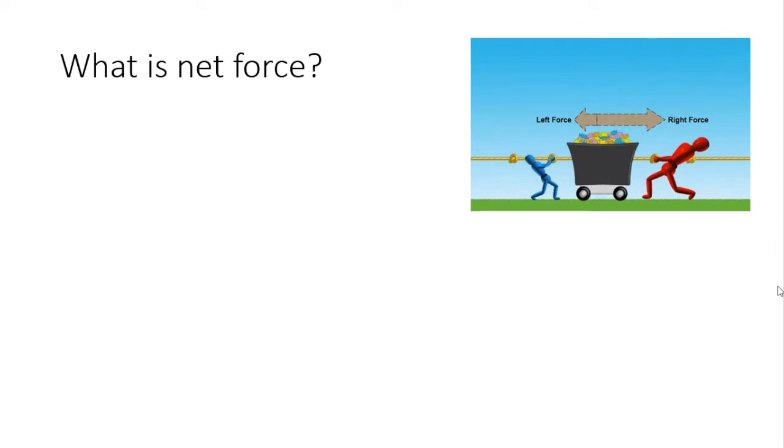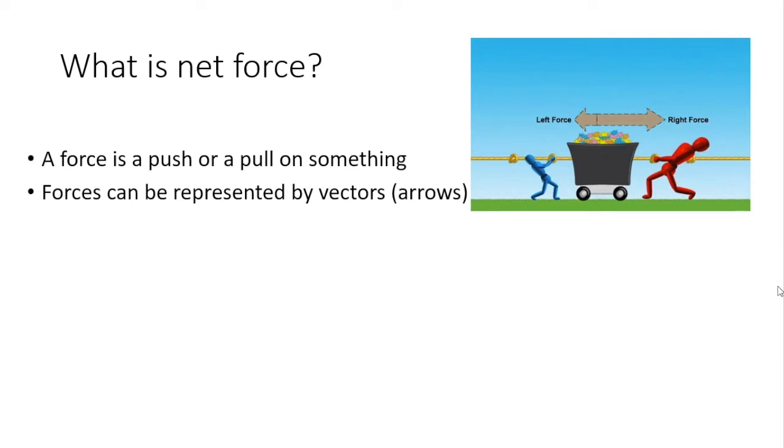So let's talk about what net force is. Before we get there, we just need to remember what forces are. And forces are a push or pull on something. We know that forces are a vector, meaning that we can represent them with arrows. And just a reminder, a vector is something that has magnitude and direction. Magnitude just means that it has a number associated with it, and direction means that it can either be positive or negative. Or we can differentiate that direction by saying up, down, left, right, north, south, east, west, or that force can be at an angle.